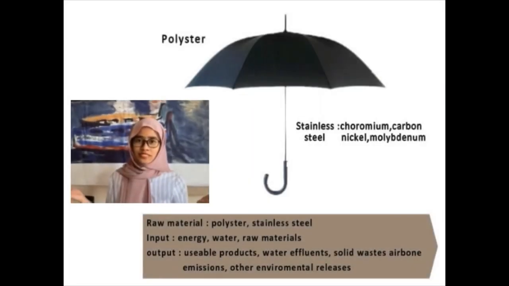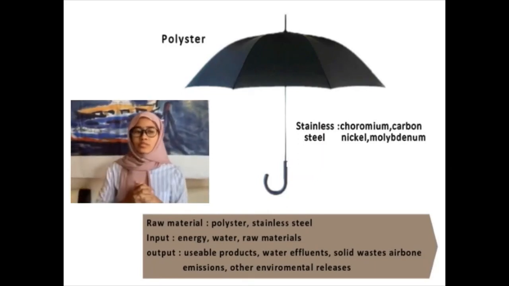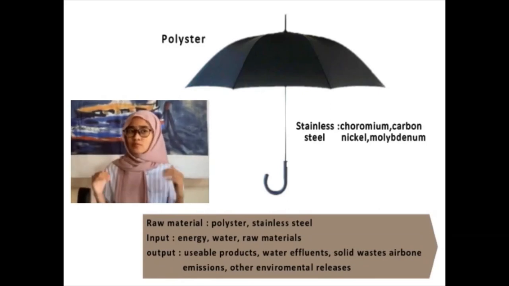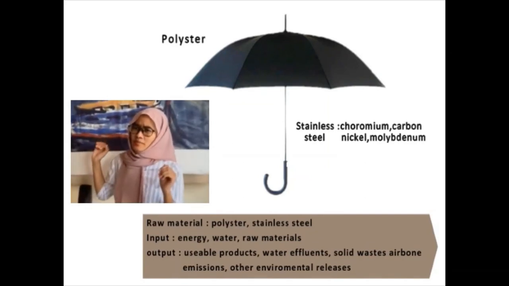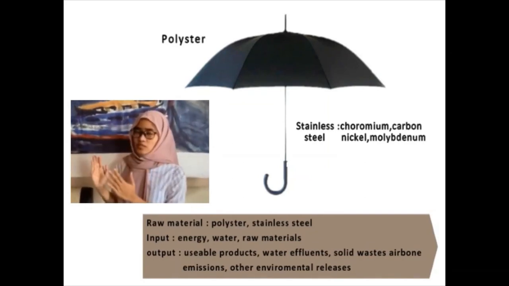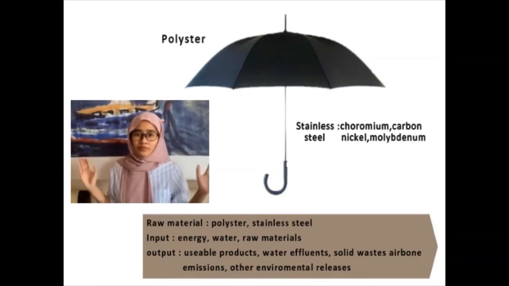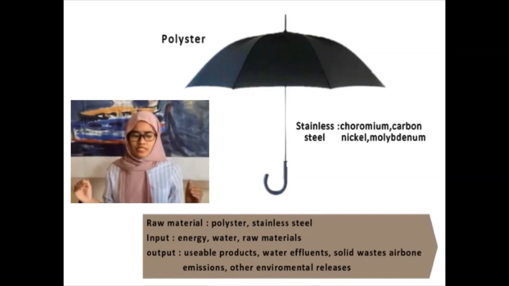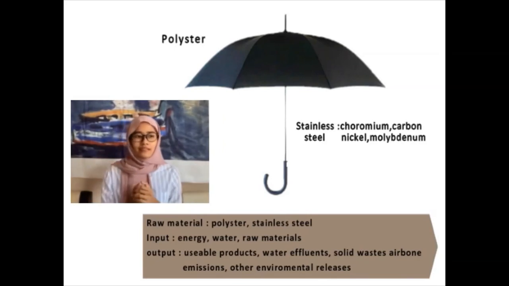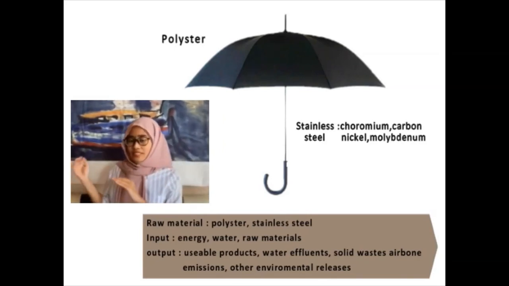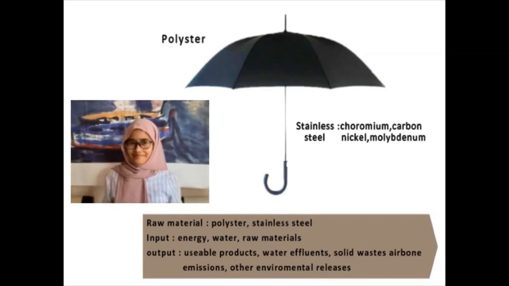As all people know, this is the common structure of an umbrella. It is divided into two parts, which are made from different raw materials. The upper part is called the canopy, usually made from polyester, and the holder or the shaft is usually made from stainless steel. So basically, for the manufacture of an umbrella, the input is the energy, which is the heat, and we're going to go through it more later, and also raw materials, and the output is the umbrella itself, and also a lot of waste at the output in the boundary system.